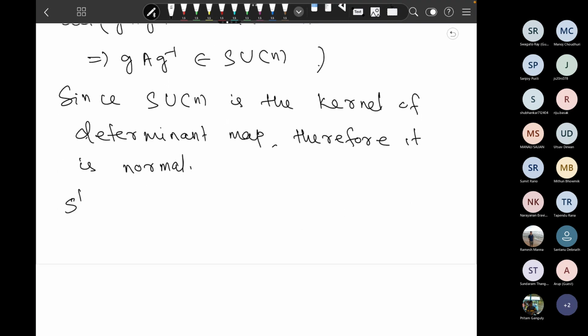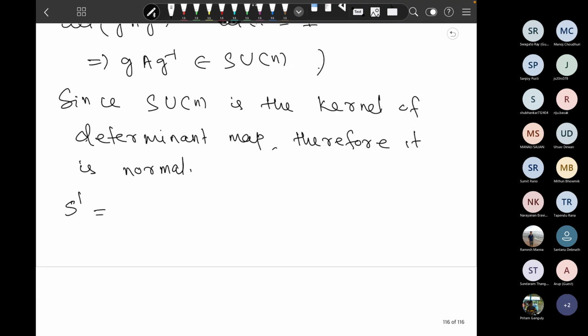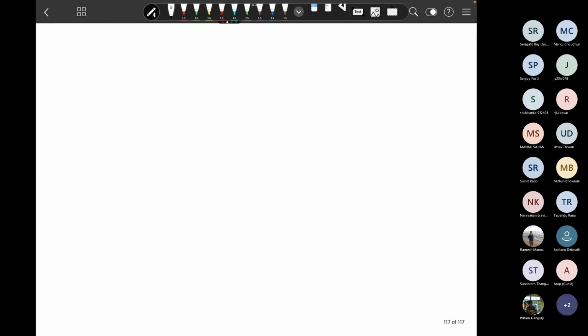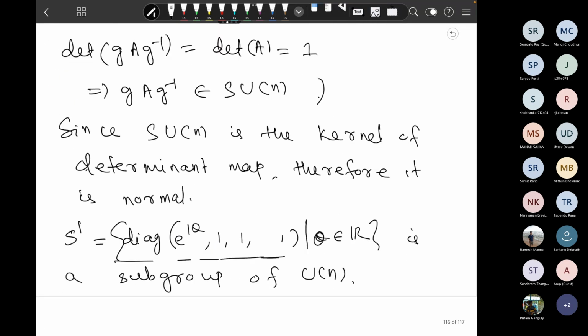Now, S1 sits as a subgroup of UN. S1 is really the set of diagonal matrices with e to the power i theta, 1, 1, 1, where theta belongs to R. This is a subgroup of UN. Now let G belong to S1 intersection SUN. S1 means this subgroup.